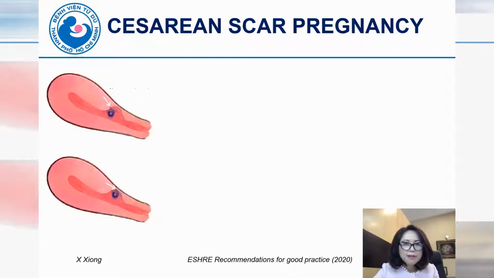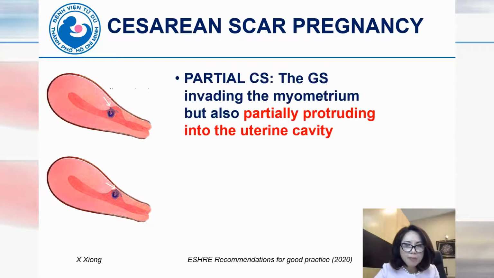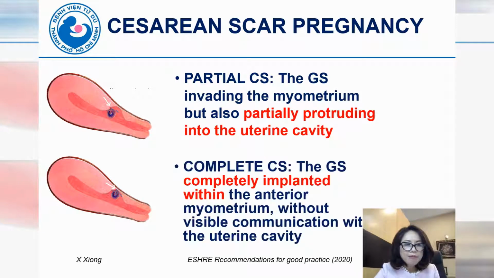Cesarean scar pregnancy is also subdivided into partial or complete. For the partial form, the GS is invading the myometrium but also protruding into the uterine cavity. For the complete form, the GS is completely implanted within the anterior myometrium, without visible communication with the uterine cavity.